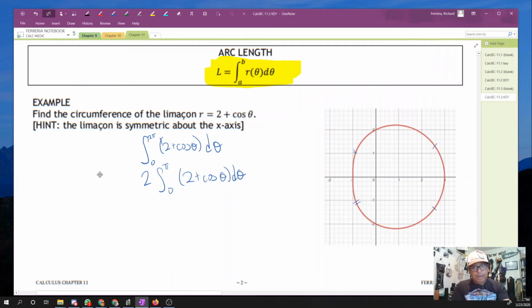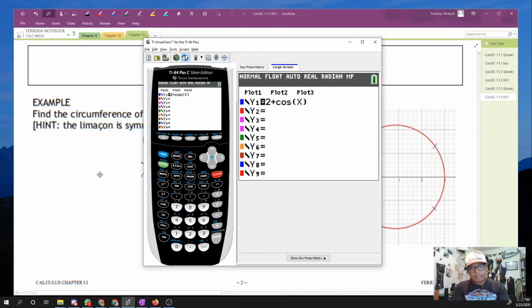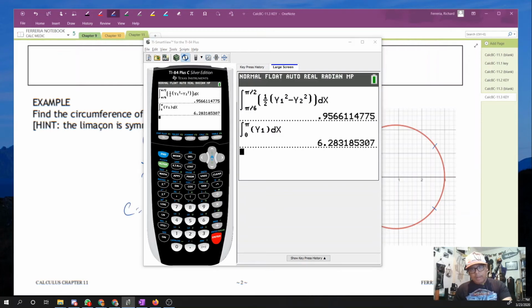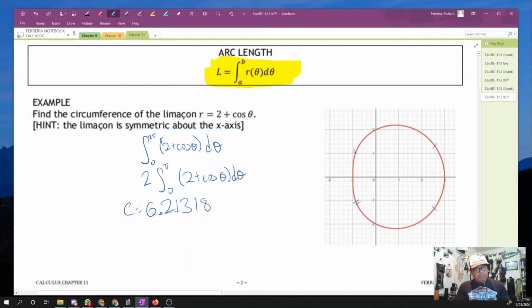Put those functions in your calculator. No need to be in polar mode yet again. Go to the home screen, quit and go home, as I like to say. Here is the integrand, 0 to pi of the radius dx. And you come out with 6.28318. Write that down on your paper. And the circumference is 6.21318.